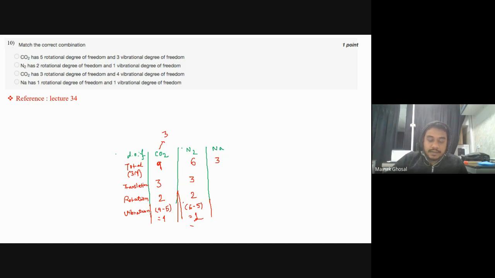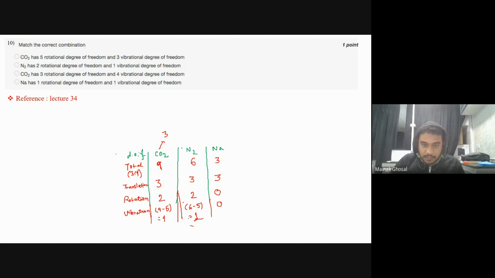Okay. Now, for sodium, I have said that 3 translational degrees of freedom will always be there. Since it is a single atom, a sodium atom, it can neither rotate nor vibrate. Okay, so it can just move from one direction to another. So it will only have translational degrees of freedom.